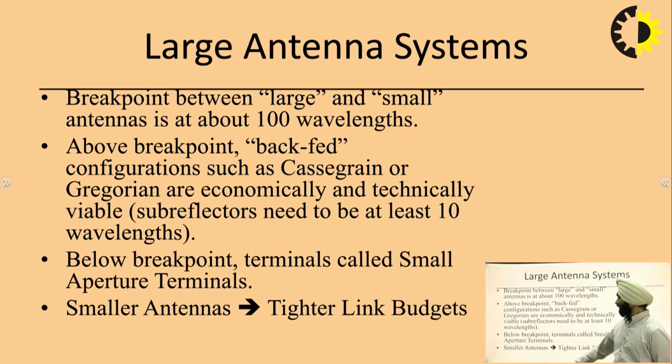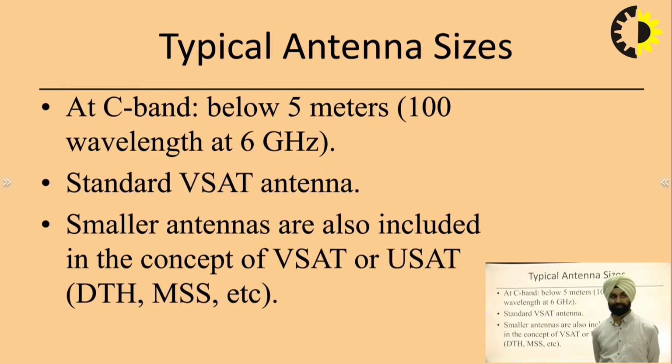With the smaller antenna, one consideration is that we have to have a tighter link budget. Even though we have the advantage of a smaller terminal with higher frequency, we will have more rain attenuation as well as other atmospheric attenuation. As a result, we have very little margin for the link budget, so we will have to make a tighter link budget.